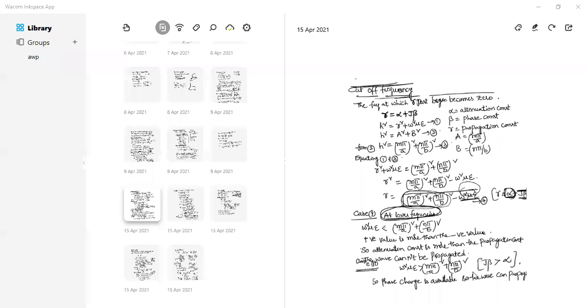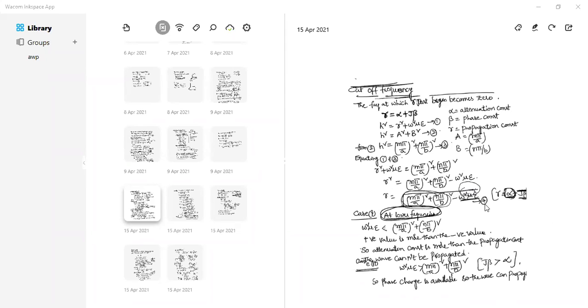One is cutoff frequency. What is cutoff frequency? It is the minimum frequency where the waves start propagating in the waveguide. In another way, we can say the frequency at which gamma becomes 0 is known as cutoff frequency. And we derived the expression for cutoff frequency.